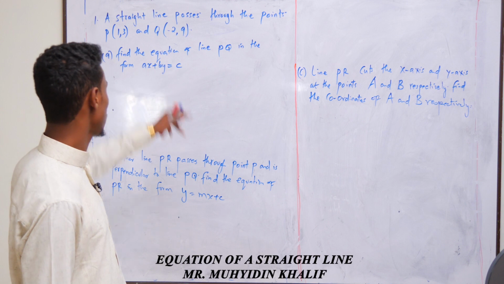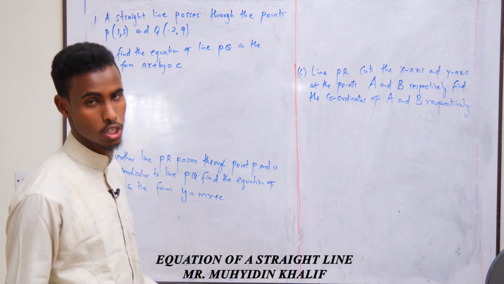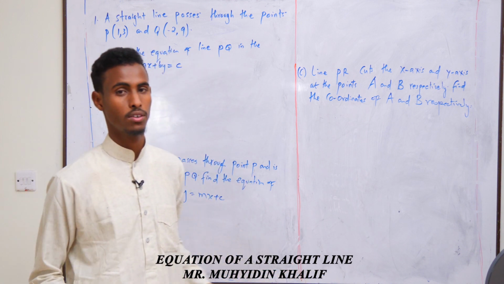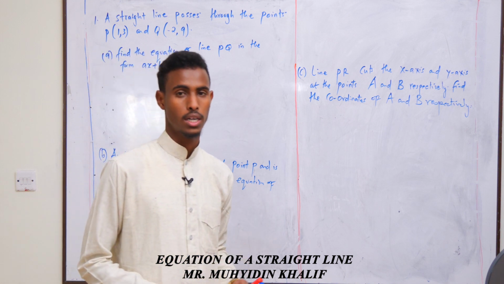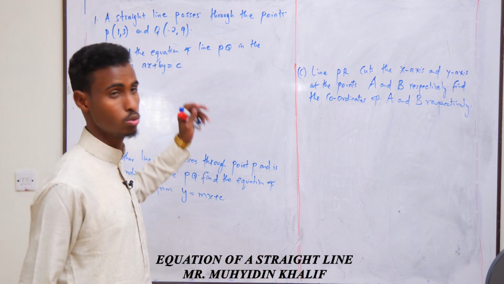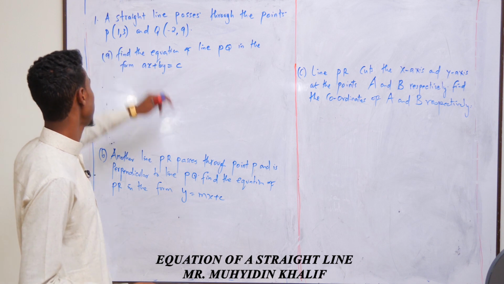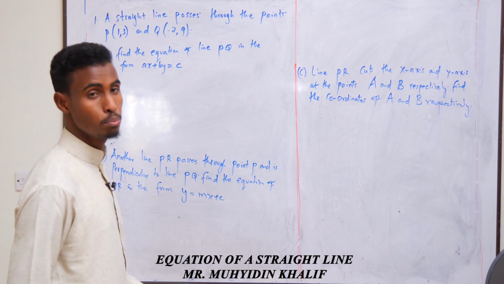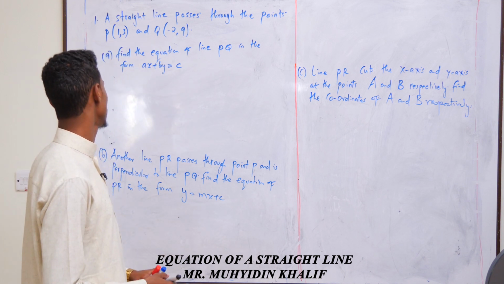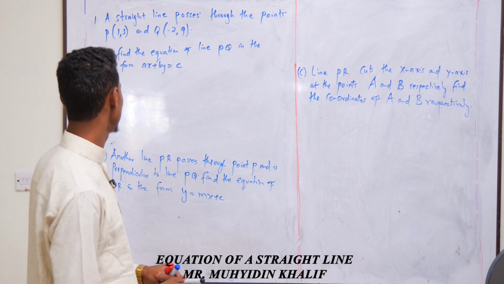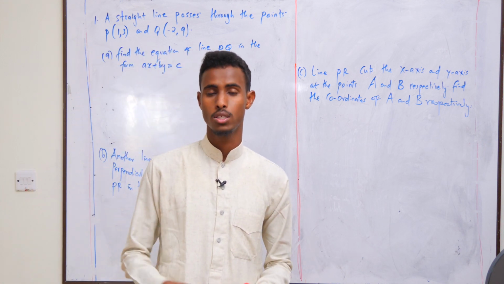Now today I want us to look at the equation of a straight line, a very simple equation. I want you to have the basis, then from there you can submit your questions based on this. Now let's look at this question today. A straight line passes through the points P(1, 3) and Q(-2, 9). Find the equation of the line PQ in the form ax + by = c.